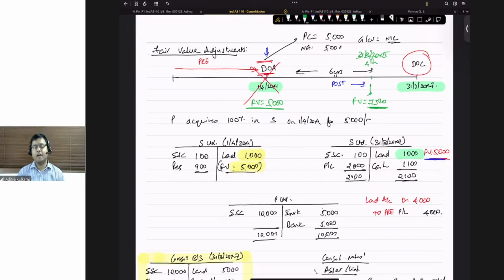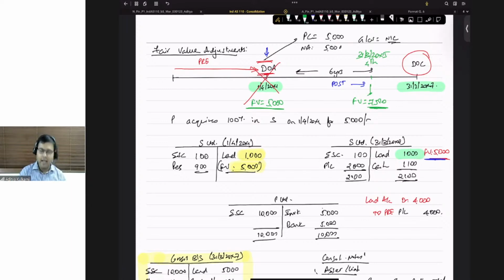For subsequent fair value measurements, you will have to look at the policy guidance given in Ind AS 16 on property, plant and equipment, which tells you that you have two options. You can follow the historical cost model or you can follow the revaluation model. This revaluation model will require a regular revaluation whenever there is a change in the fair value of the asset that is existing with you. However, is it mandatory to revalue? Again, I repeat, the answer is no.